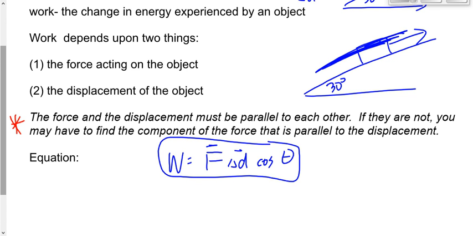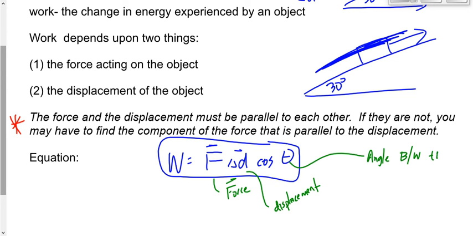We're going to say F is the force. And of course, force is in newtons and it's a vector. Delta D is the displacement in meters, and it's a vector as well. And theta, this is the tricky one. Theta is the angle, but not just any angle. It's the angle between the force and displacement.